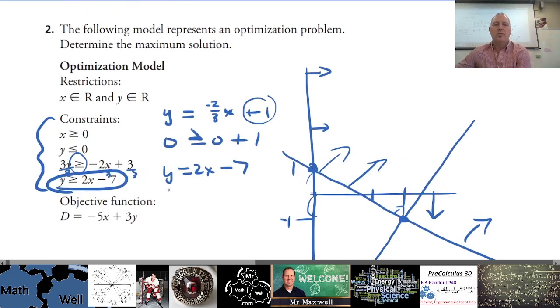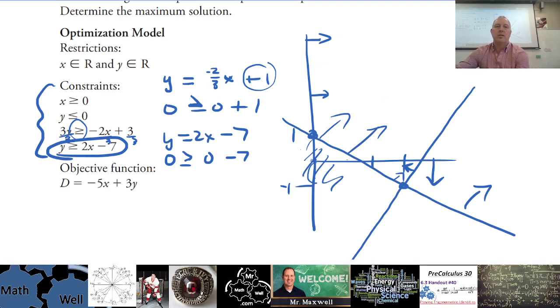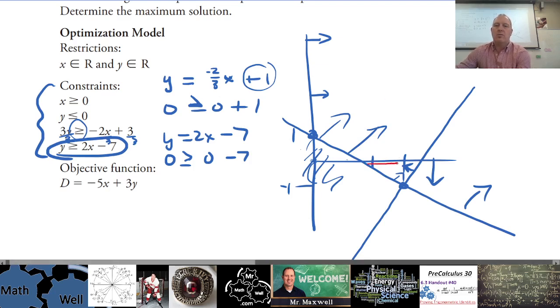But we'll test 0, 0 again. 0, 0 minus 7. Does that fit? Is 0 greater than negative 7? Yes, 0 is greater than negative 7. So that means that this side is part of this. So we see this little tiny triangle here. And we actually got to this point yesterday, okay? So here's the tiny triangle.